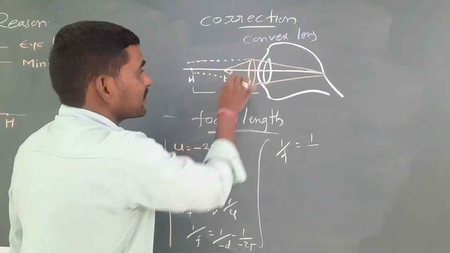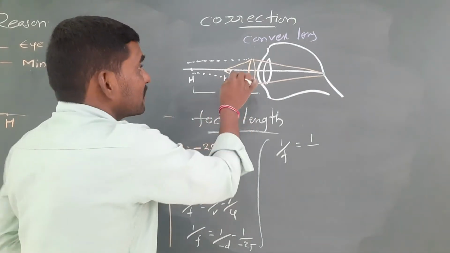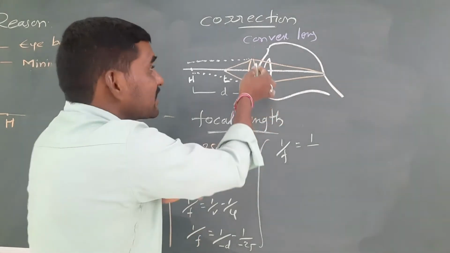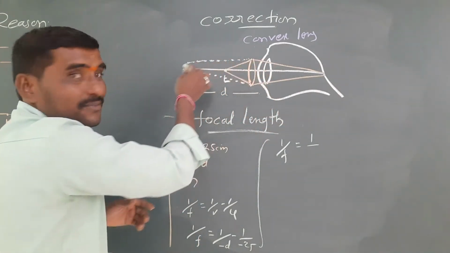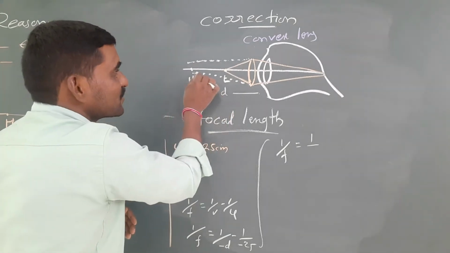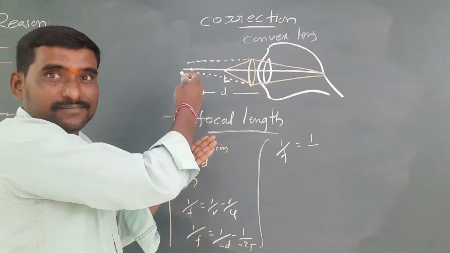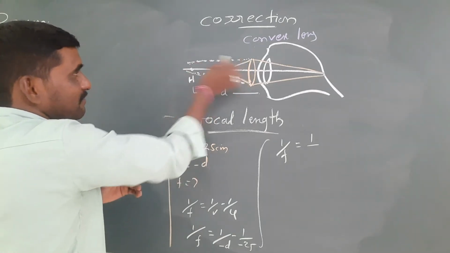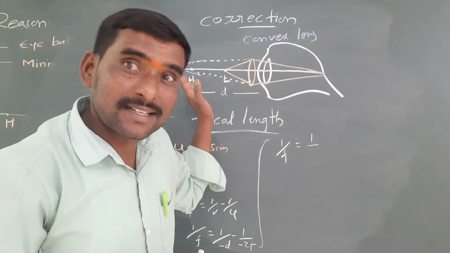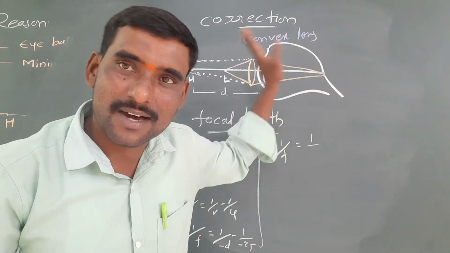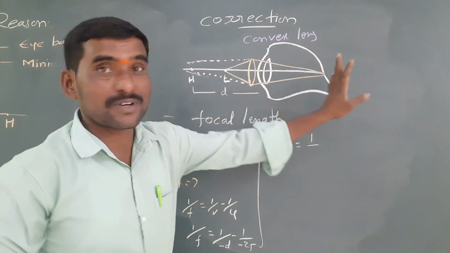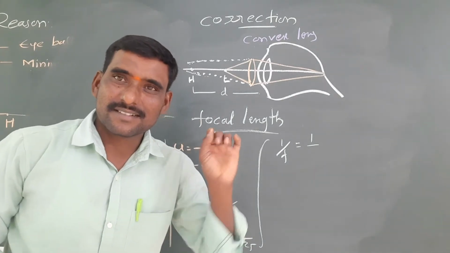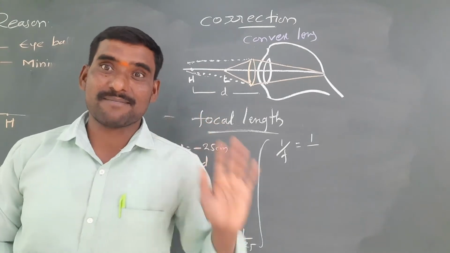Here the object I am keeping at the 25 centimeter near distance. Now these rays will go like this. The convex lens can form the image at a greater distance. That means a virtual image can form, after the near point. That image you can see, because far distance you can see, so the image forms on the retina. Very simple. But correction is most important. Once again, stop the video and draw 10 times.